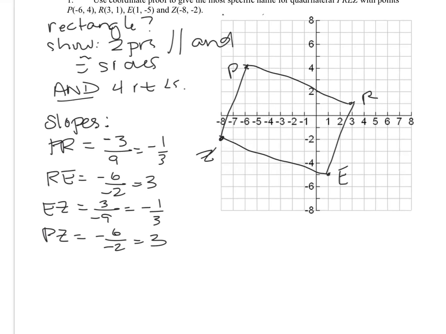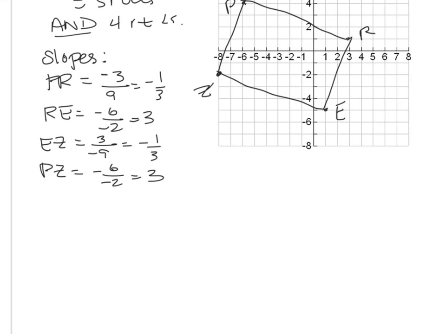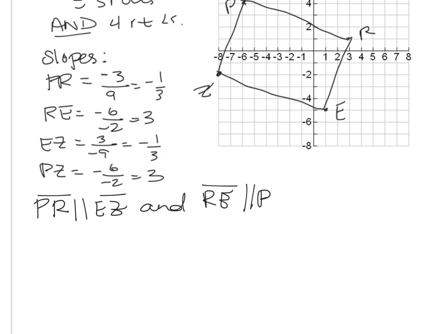So right away we can see that we have PR parallel to EZ and RE parallel to PZ, and that's because they have the same slopes.